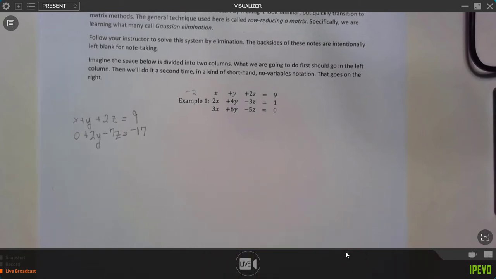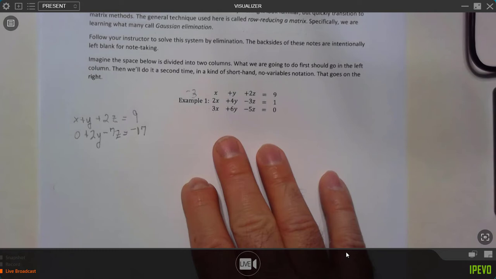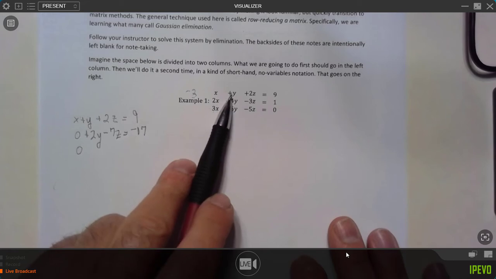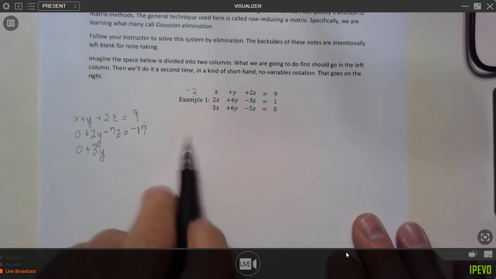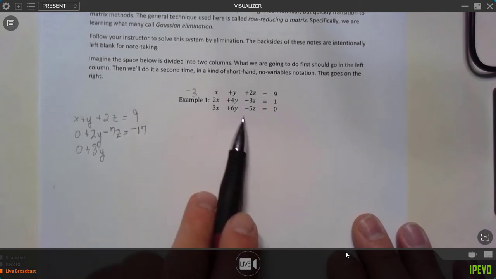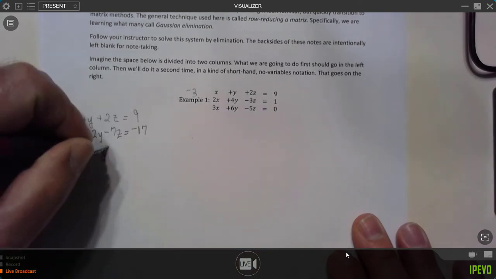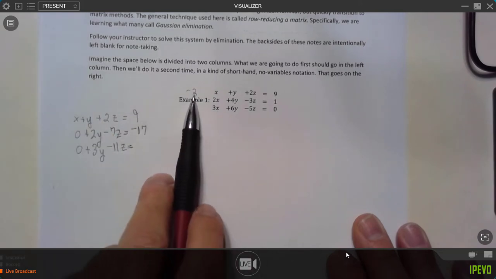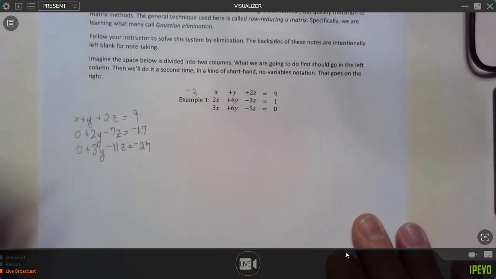Okay, for the third equation, I'm actually going to modify this. I'm going to take minus 3 times the first equation and add it to the third equation. And that should give us a 0 here. But the rest of them we'll have to figure out. Minus 3y plus 3y, here is a 3y. Minus 6z minus 5z makes minus 11z. And then finally, we have minus 27 plus 0, minus 27 right here.